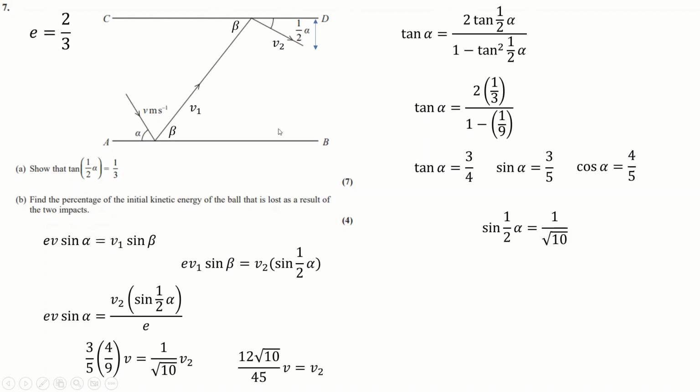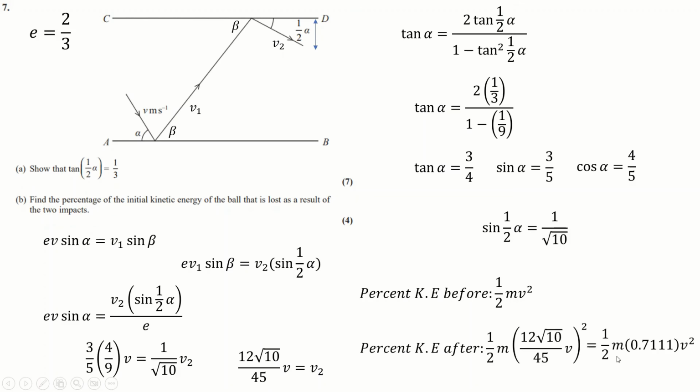And that's useful because what I can now say is the kinetic energy at the start was just a half mv squared, of course, with this being V. So that's the kinetic energy before, ignore percent. And the kinetic energy afterwards is a half mv2 squared, which is just this thing squared. So I can do that and we'll get this. And this as a decimal is just 0.711, as I've said there.